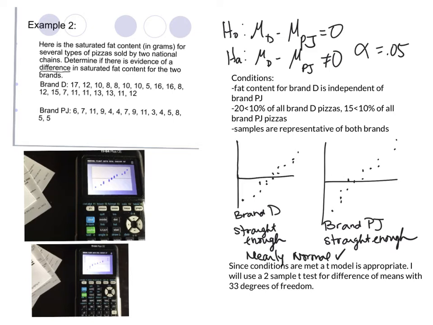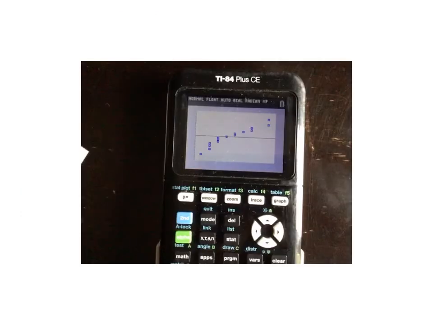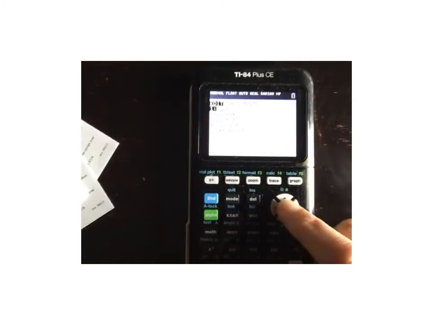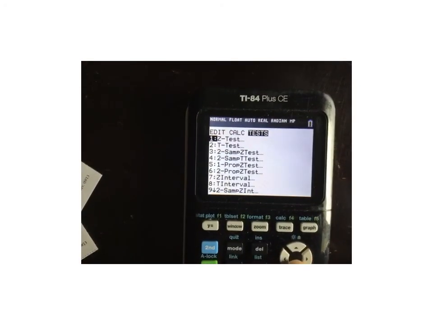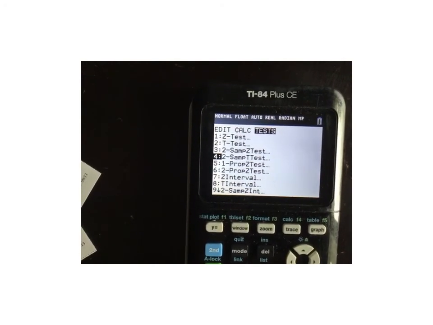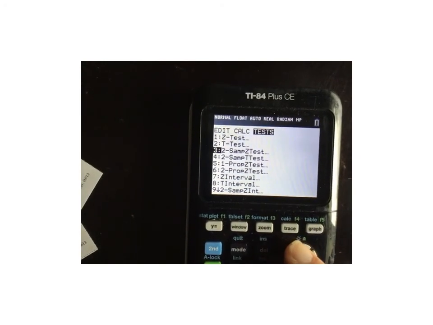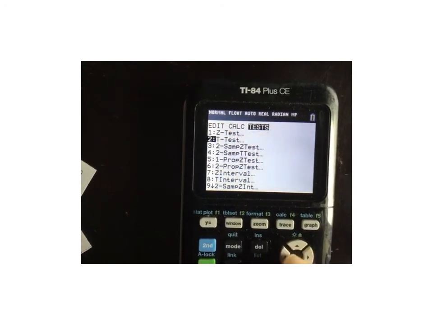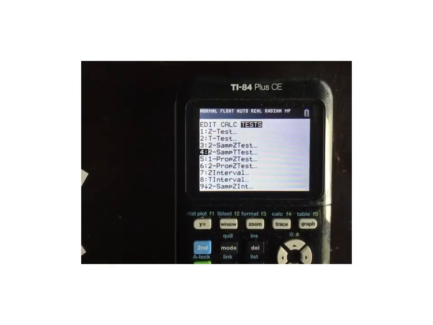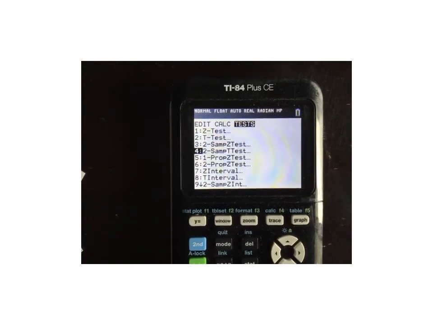I'm going to show you how to do this in the calculator. Okay, so in our calculator again, now we're going to go to Stat, Tests, two-sample t-test. We're not really going to use the two-sample z-test. It's t-test for the one sample, and it'll be t-test for matched pairs in chapter 25. And then it's two-sample t-test for the difference of means.